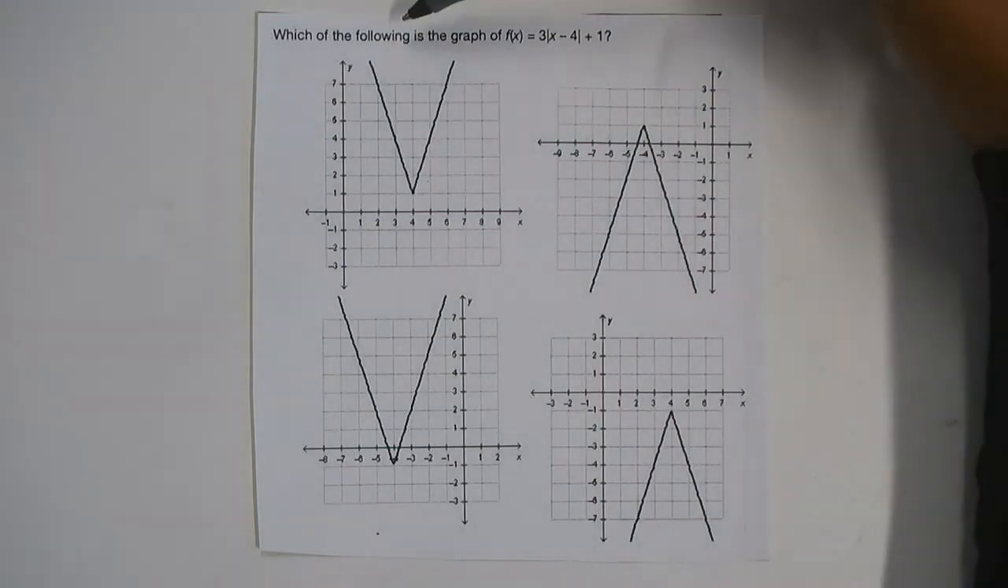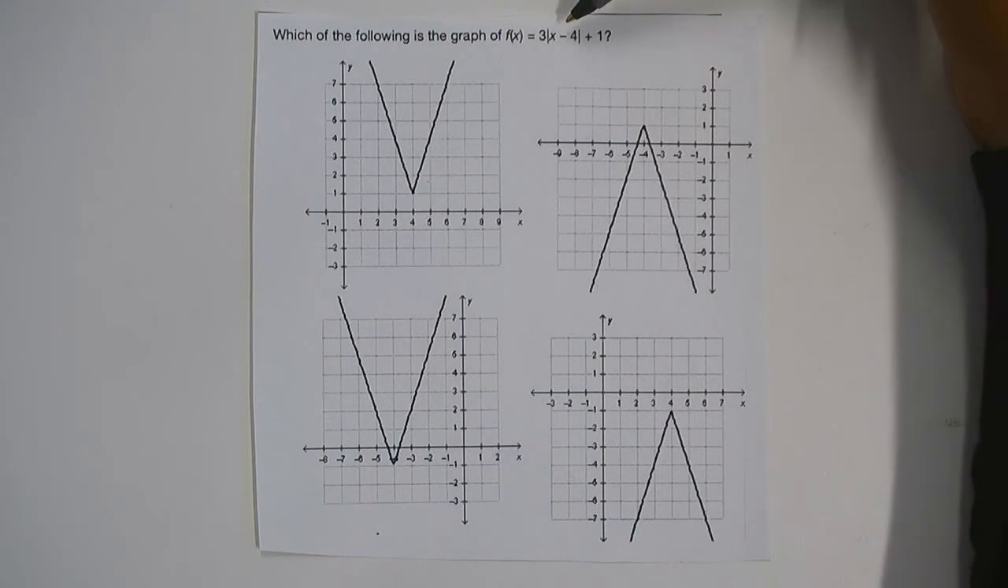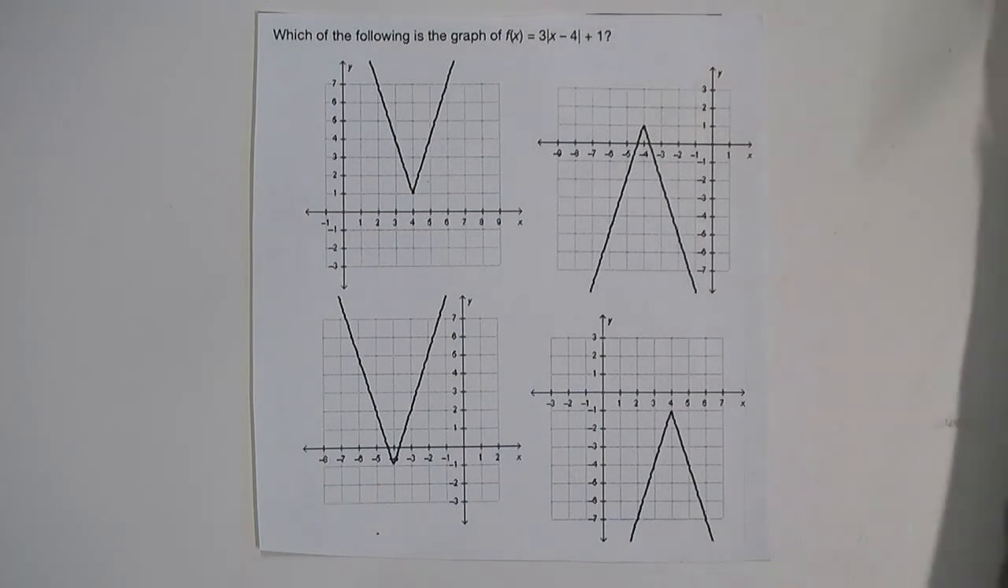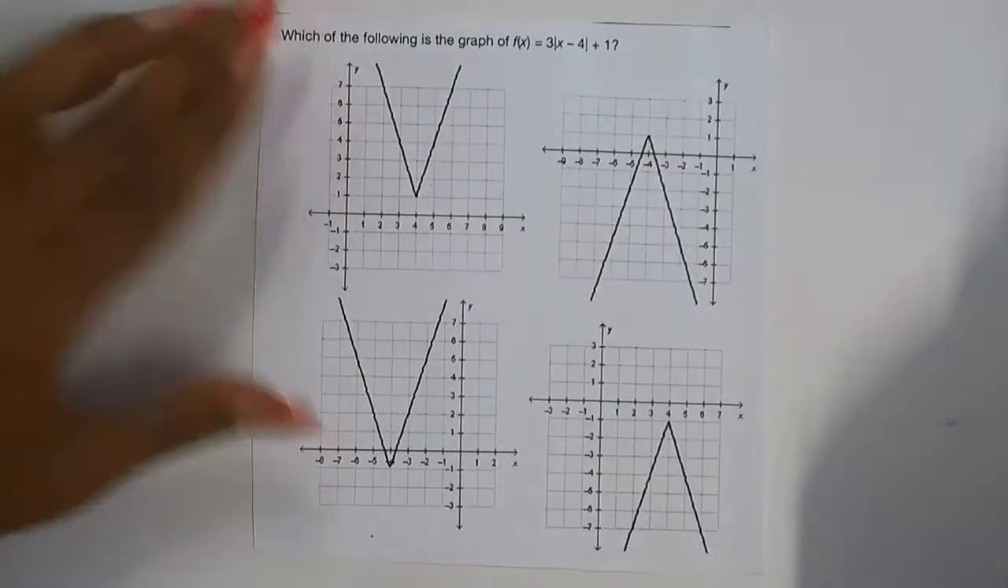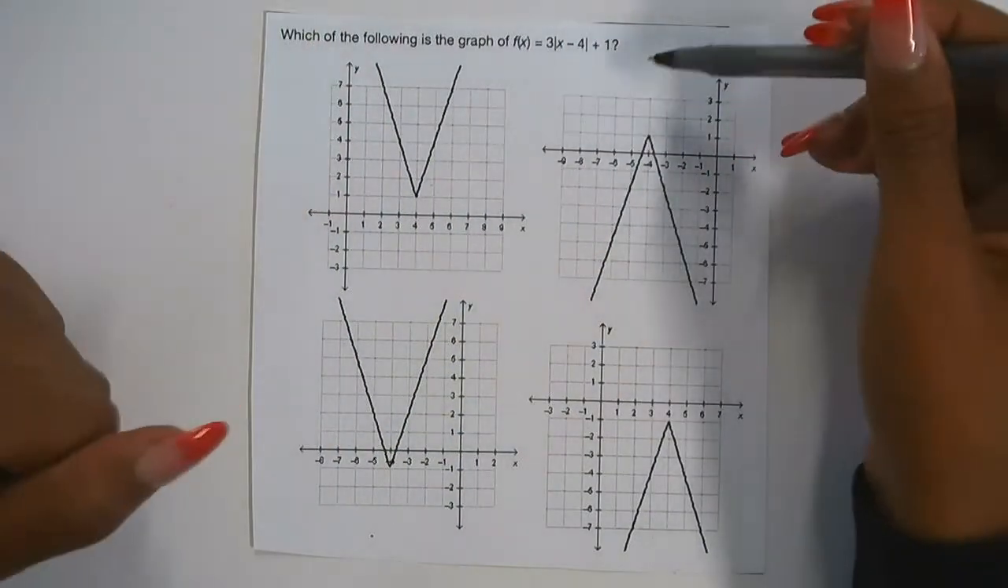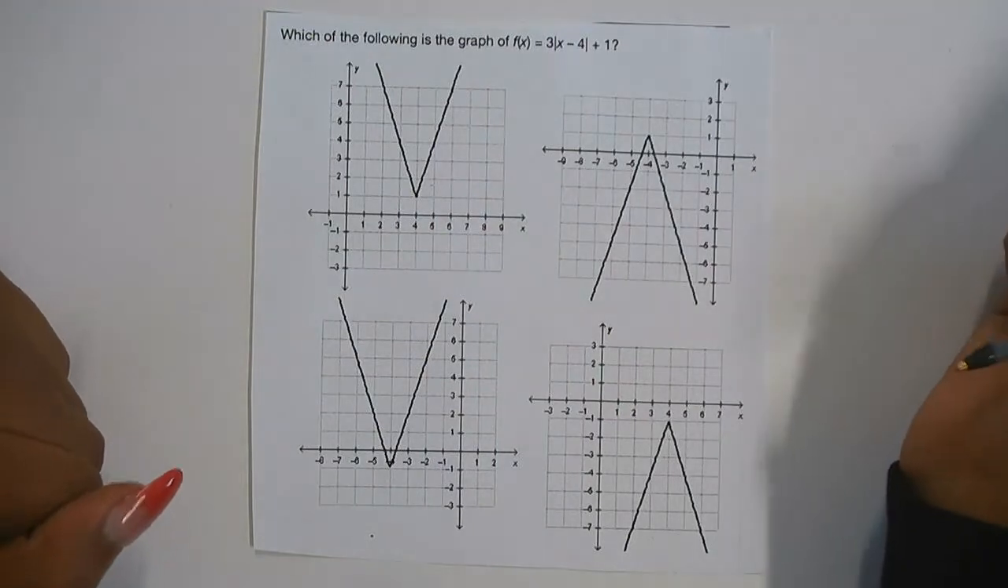Which of the following is the graph of f of x is equal to 3 times the absolute value of x minus 4 plus 1? All right, so this is going to come from, again, our knowledge of our standard equation, our vertex, and how these transformations kind of affect that.